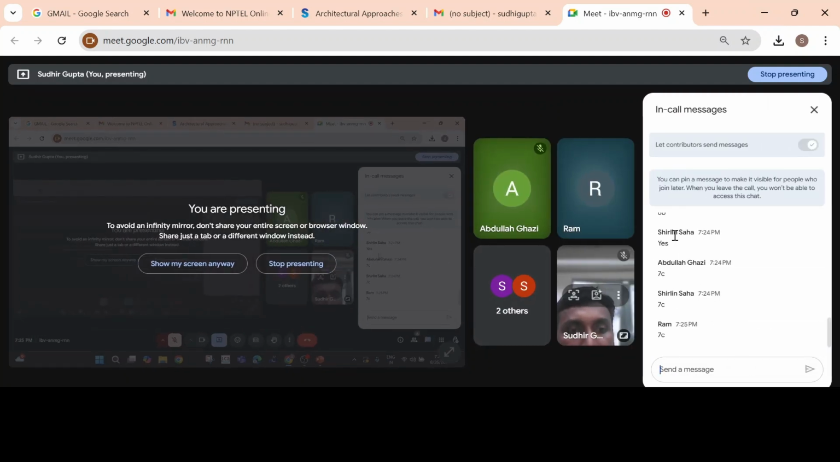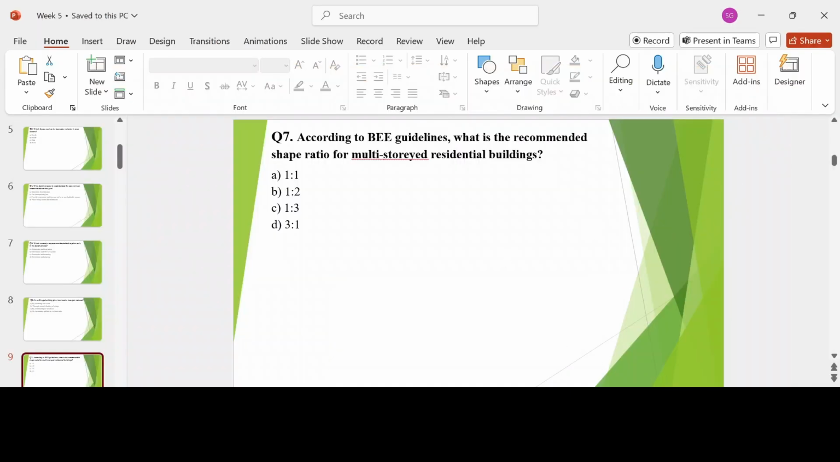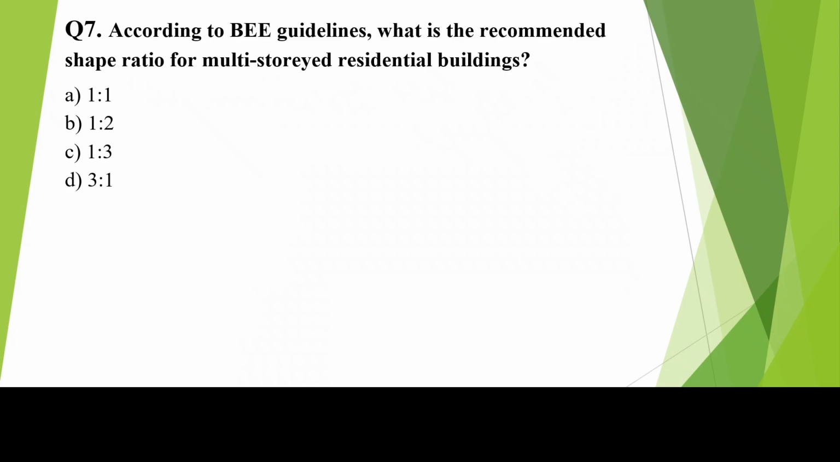As I can see, three answers have been marked and all of them are correct. It is the ratio of 1 is to 3. Option C is the correct answer. The Bureau of Energy Efficiency recommends 1 is to 3 elongated form along the east-west axis to minimize the solar heat gain and optimize daylight at the same time. Both are important. So optimize the daylight to reduce the glare. These things also need to be covered. Based on that, a 1 is to 3 ratio has been recommended by the BEE guideline.